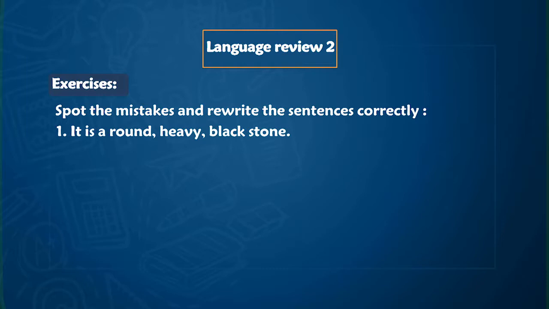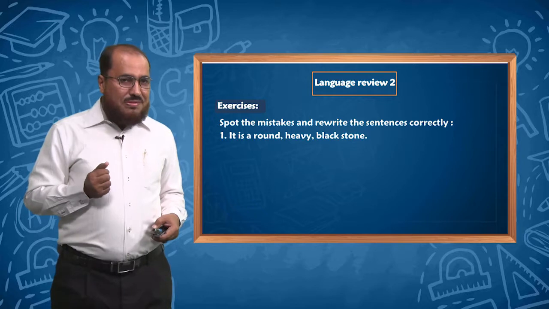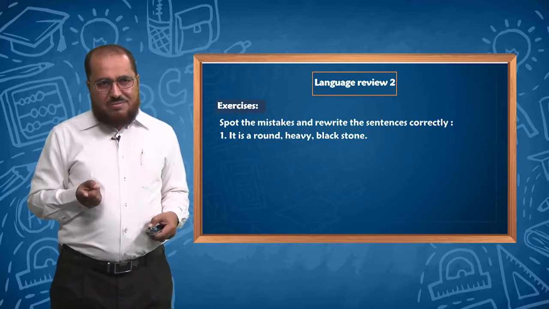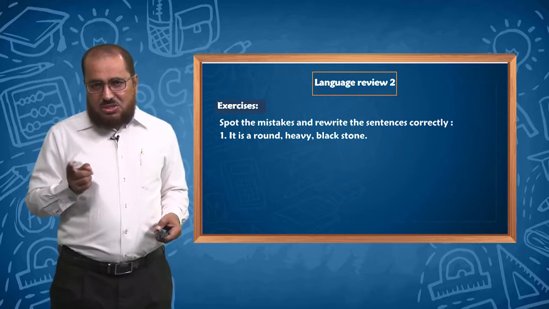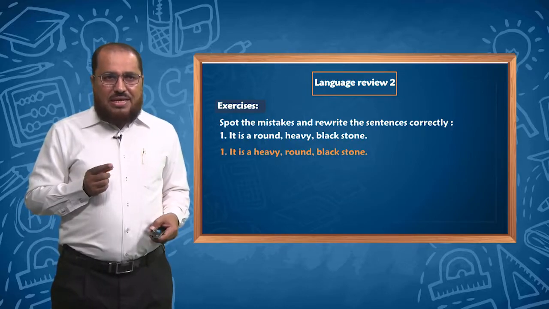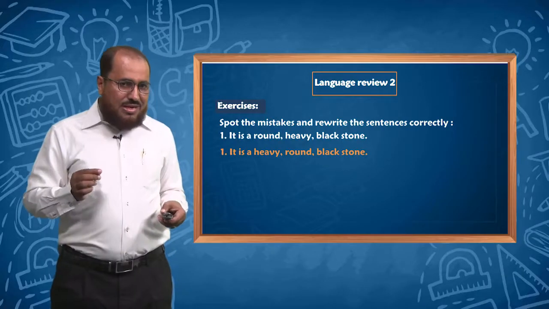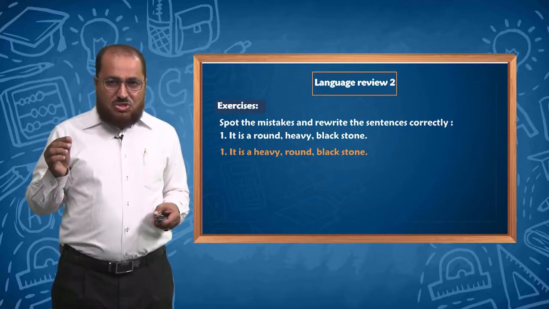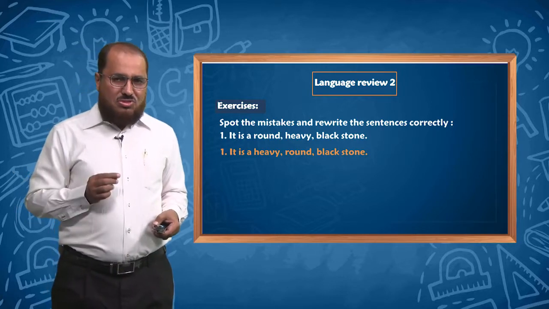Is it correct? Yes, it's not correct. Why? Because the adjective order is incorrect here. What must it be? What's first? What comes after? It's a heavy, round black stone. Let's check. It is a heavy, round black stone. Correct. Because heavy here is size. Then comes round, shape. Then comes color, black. Then the noun described, stone.